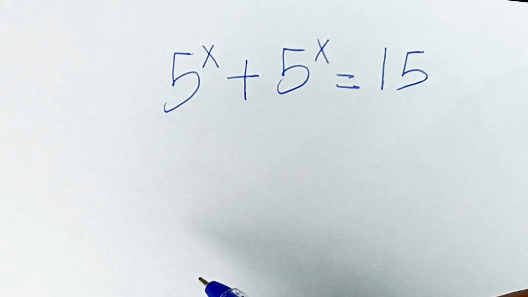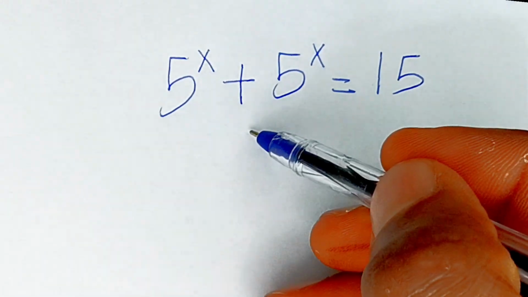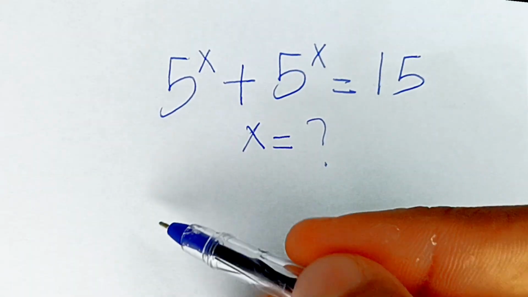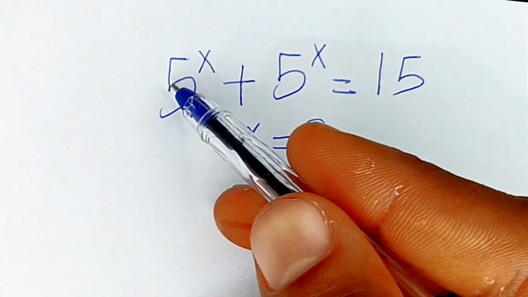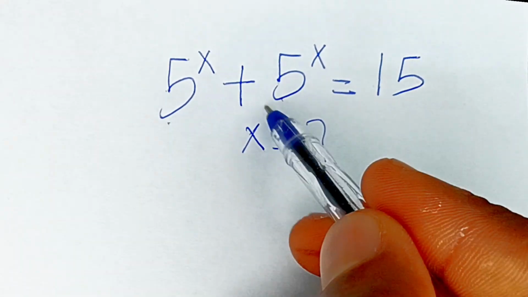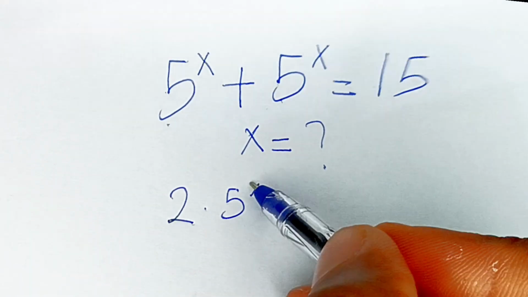Let's solve this together. It says 5 raised to the power x plus 5 raised to the power x is equal to 15. We are required to solve for the value of x in this question, okay? The first thing we can do here is to say that because this is the same number, we can add these two together. So 5 raised to the power x plus 5 raised to the power x gives us 2 multiplied by 5 raised to the power x, okay?